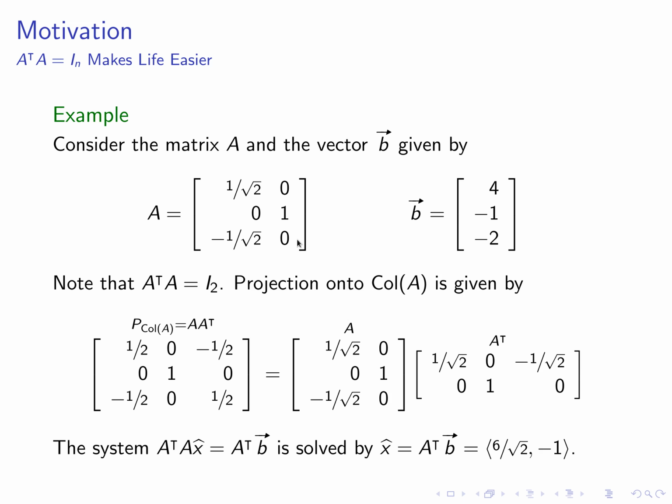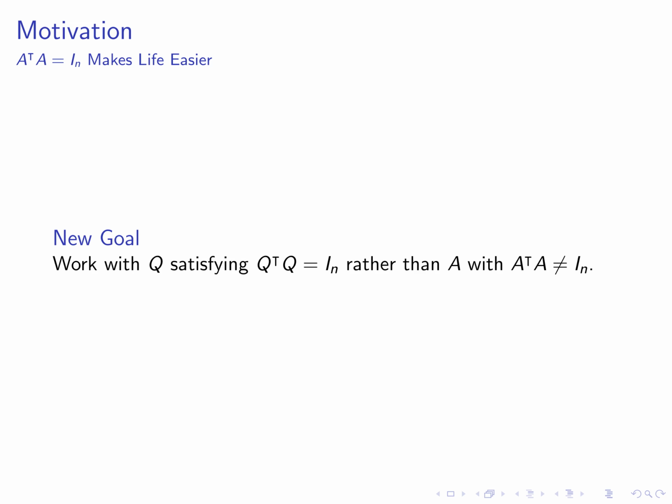You can imagine how difficult problems are when you start from scratch, because if we didn't happen to know that the Gramian of this matrix equaled the identity, we might set up the Gramian and try to invert it, and that would impose a lot of extra steps here. So that's our new goal. Instead of working with ordinary matrices whose Gramian is not equal to the identity, our new goal is to work with matrices Q that satisfy the equation Q transpose Q equals the identity, rather than matrices A that don't satisfy that equation.